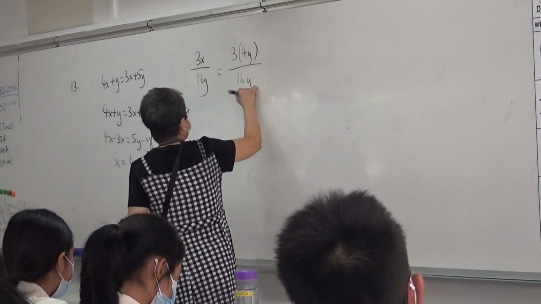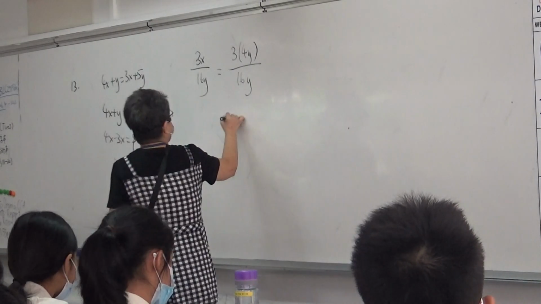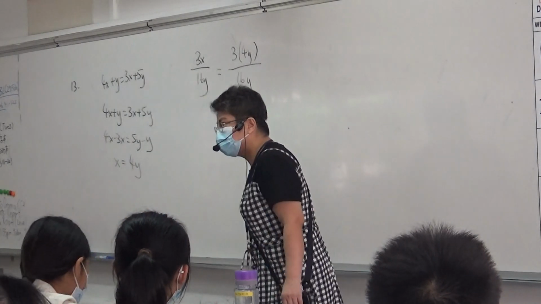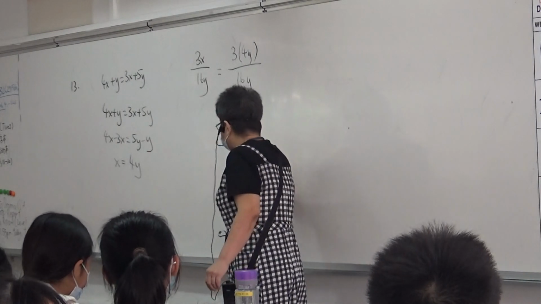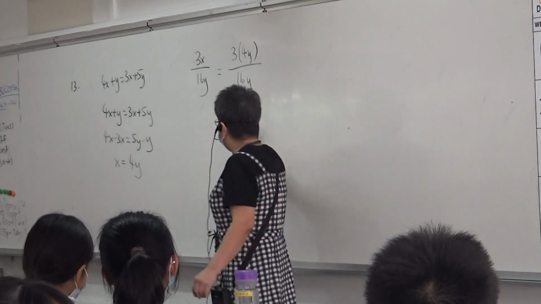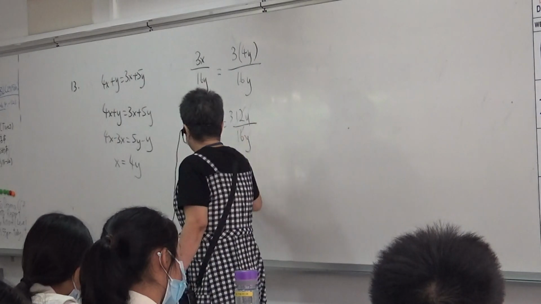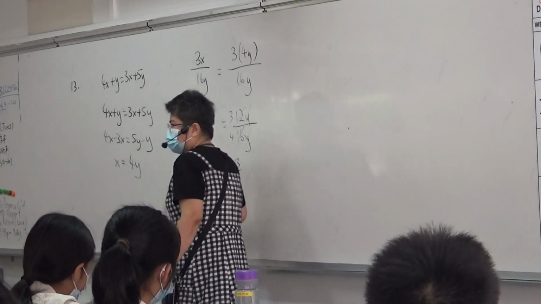So this is actually 12y over 16y, correct? Yes. Okay, y and y will cancel out. Divide by 4? 3 divided by 4, 4 divided by 4. So what's the answer? 3 over 4.